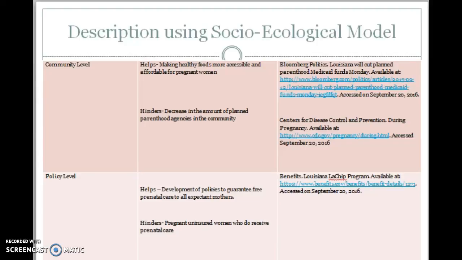On a community level, making healthy foods more accessible and affordable for pregnant women helps the situation, and decreasing the amount of Planned Parenthood agencies in communities hinders the situation. And lastly, on a policy level, development of policies to guarantee free prenatal care to all expectant mothers helps the situation, and pregnant uninsured women who do not receive prenatal care hinders the situation.